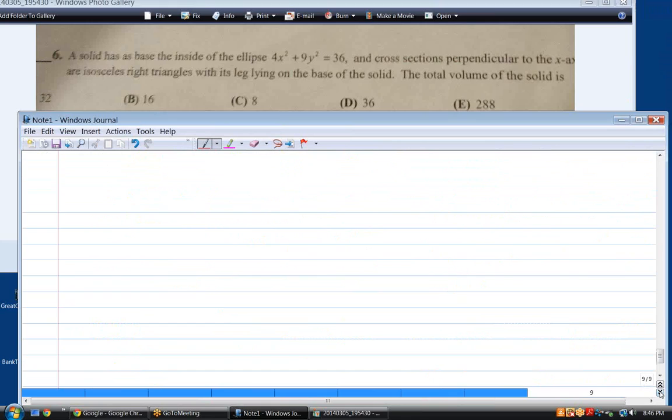Yeah. A solid has a base, the inside of an ellipse. You know how to graph that ellipse? No. Well, what's the general format of an ellipse? Oh, hold on, maybe we don't need to do that. We may not need to graph it.